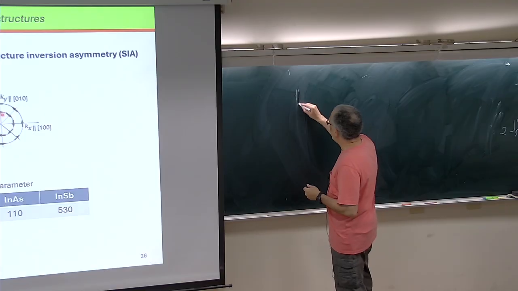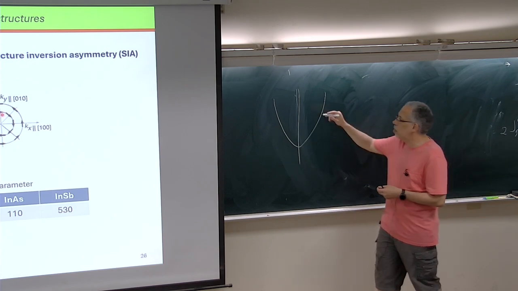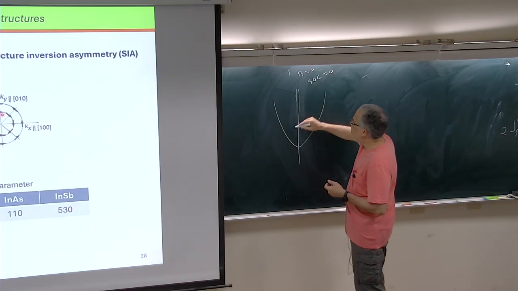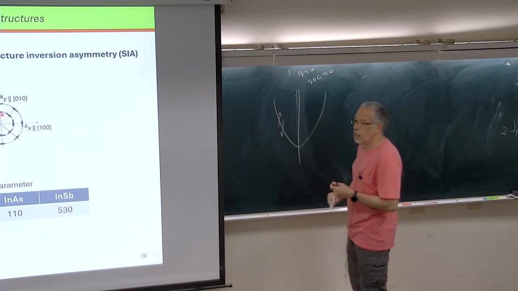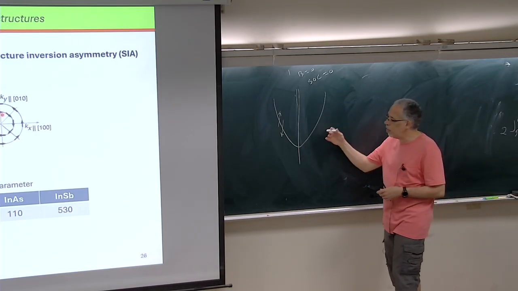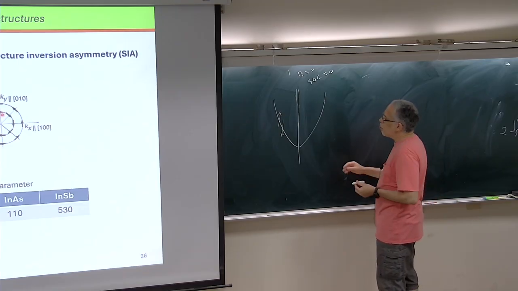So let's say that we start with my band in the absence of a spin-orbit coupling and magnetic field. So let's say B is 0, spin-orbit coupling is 0. So these are my two bands. They are spin degenerate, up and down. So spin up and spin down bands are one on top of each other.